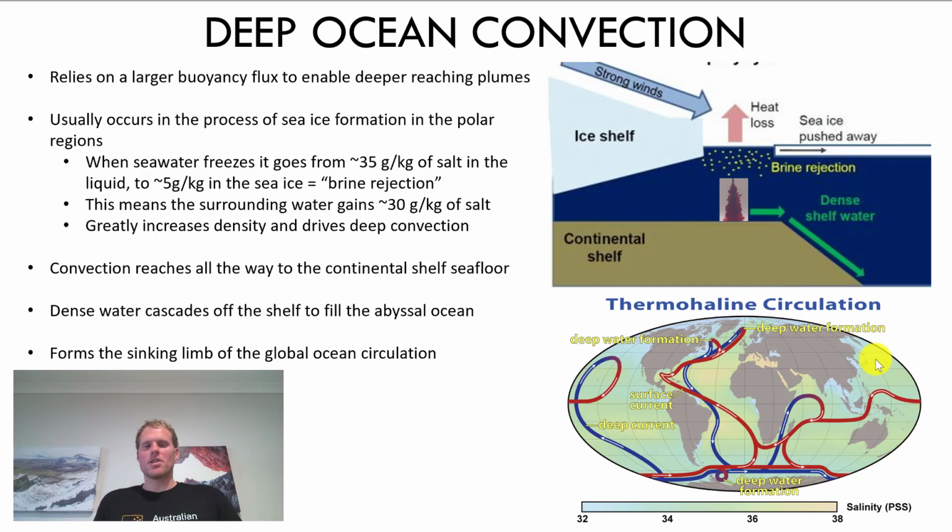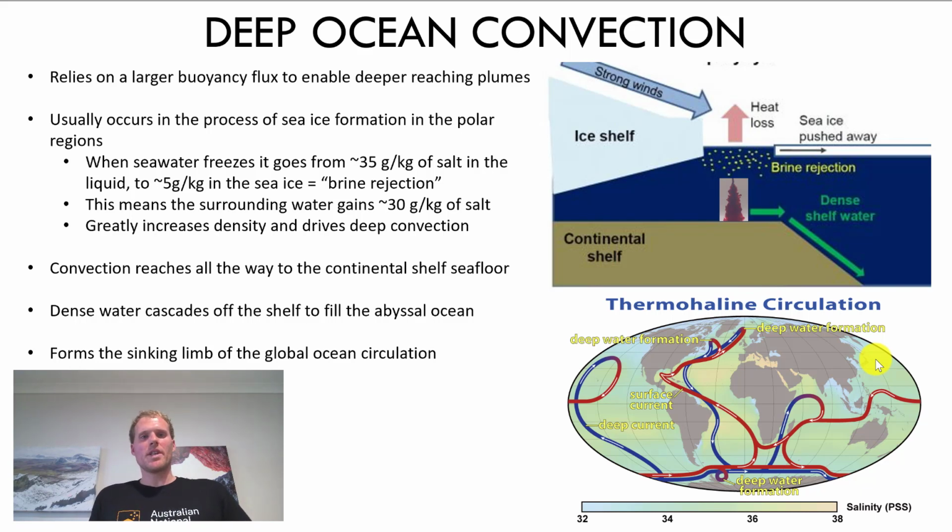So the other convection process we want to look at is deep ocean convection. And this is pretty similar to the mixed layer convection, except you get a much stronger or much larger buoyancy flux, which gives rise to much deeper reaching plumes. So the larger buoyancy flux usually comes about because of this additional buoyancy input to the ocean, which is through the process of sea ice formation.